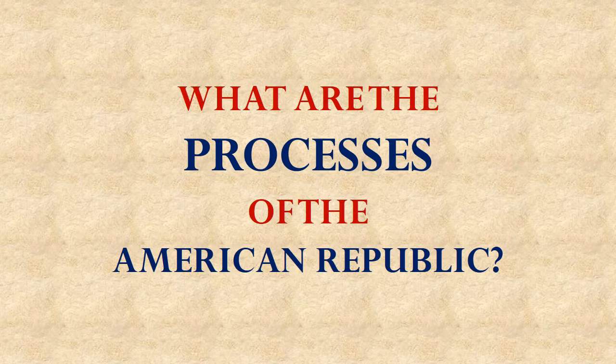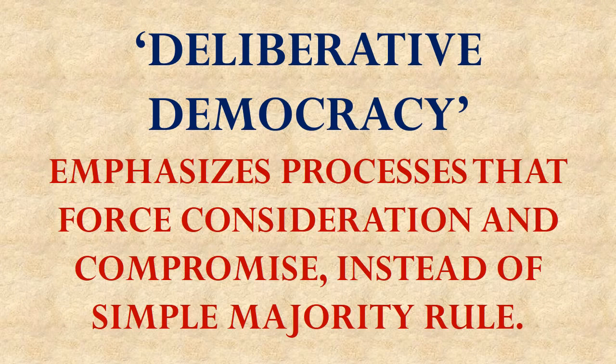Having decided the form of the American Republic, it is still necessary to determine what processes through which it will govern. The term deliberative democracy is sometimes used to describe the processes through which the government of the United States functions. The term deliberative refers to taking the time to discuss and carefully consider a thing. In this case, it is describing the various processes that the American government must go through in order to act, such as the steps to pass a law.